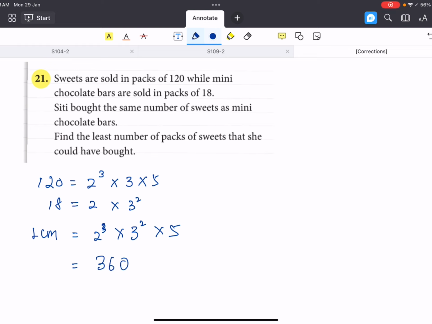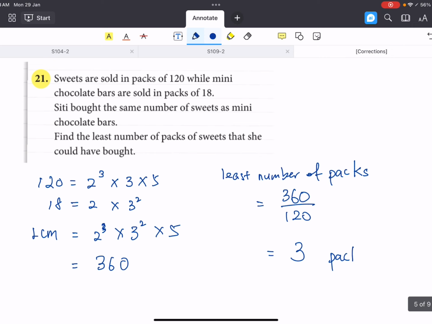That means she bought 360 sweets, but the question asks for the number of packets, right? So I will need to divide by 120 because 120 per pack. So the least number of packs is equal to 360 divided by 120 sweets per pack, 3 packets, right? 3 packs. Here we go.